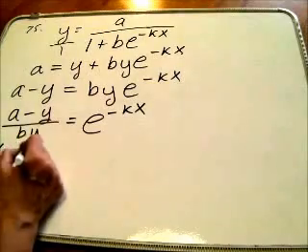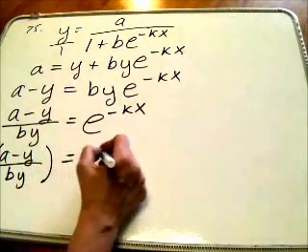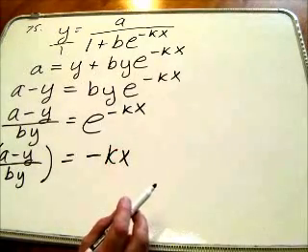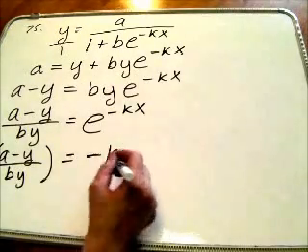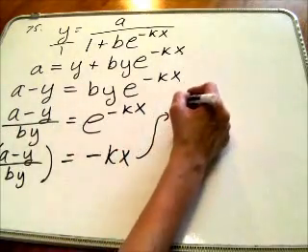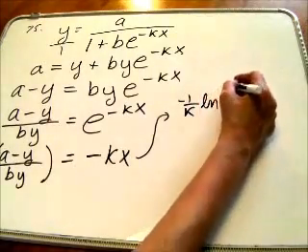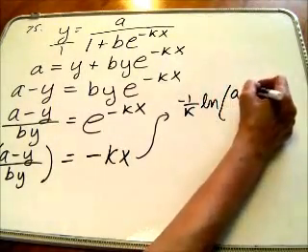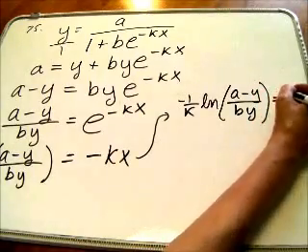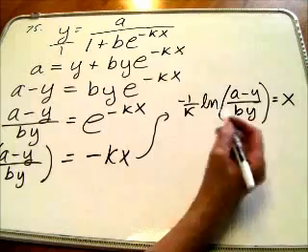I'm running out of room here. And divide by negative k, or I guess we could make that negative 1 over k in the front there. Let's see, I'm going to have to write kind of small here. Negative 1 over k times the natural log of a minus y over by. Sometimes it's hard to know exactly how much simplifying they want. We could bring that up. We could leave it there.